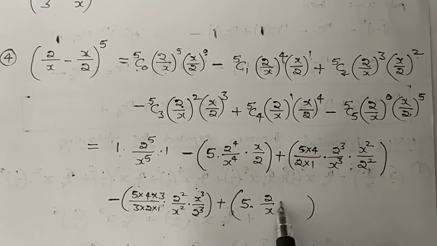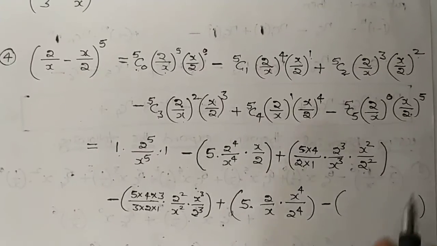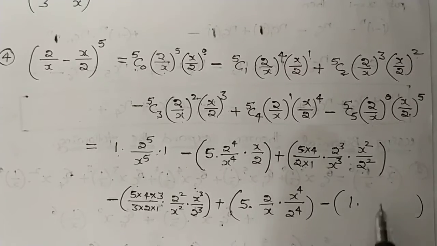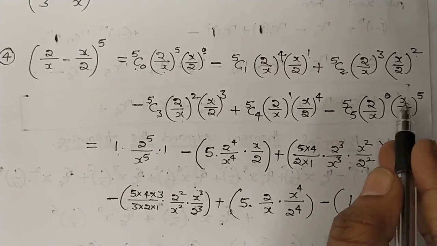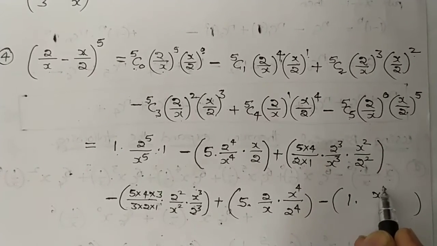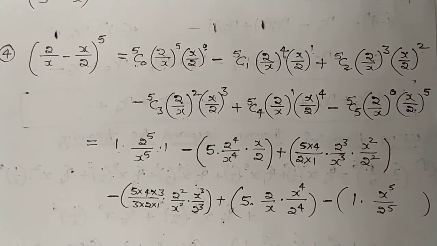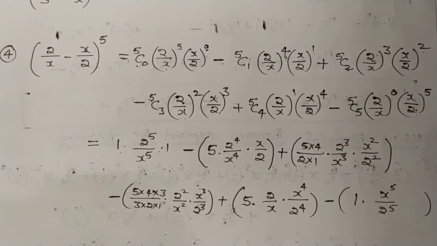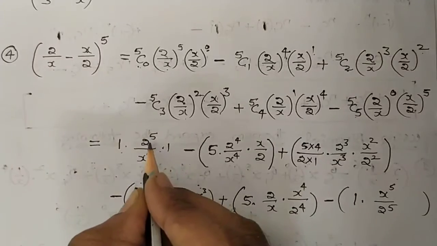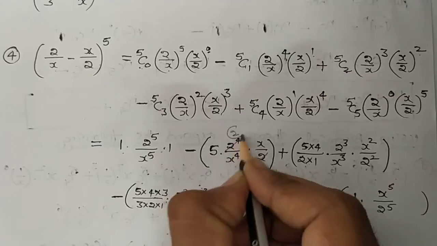2 by x into x power 4 by 2 power 4, x power 4 divided by 2 power 4 minus of 5C1 is what? 1. 5C5 is 1, 2 by x whole power 0 is 1, x power 5 by 2 power 5, x power 5 divided by 2 power 5, right? See the things which numbers or which variables will get cancelled. So 2 power 5, okay, so 2 and 2 power 4 will get cancelled, 2 square will be there.